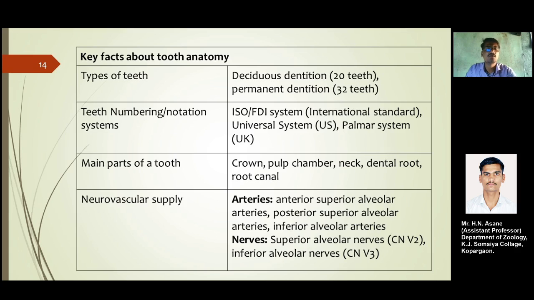Okay, so the main parts of the tooth are the crown, pulp chamber, the neck, the dental root as well as the root canal. The neurovascular supply for the tooth: arteries like the anterior superior alveolar arteries, posterior superior alveolar arteries, inferior alveolar arteries, and nerves like the superior alveolar nerves and inferior alveolar nerves.